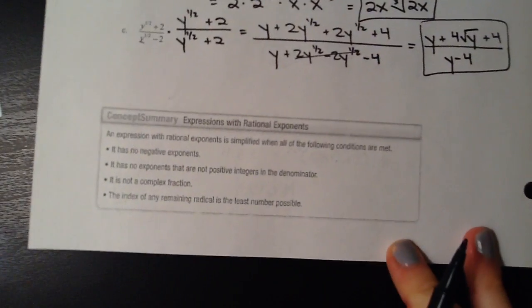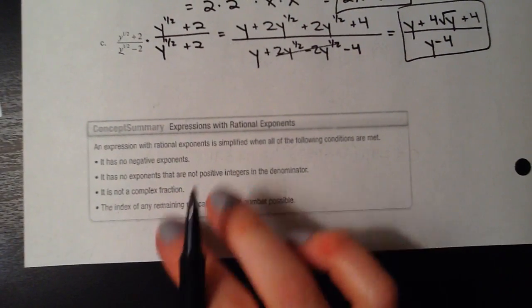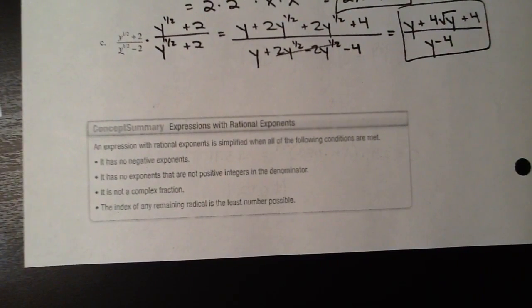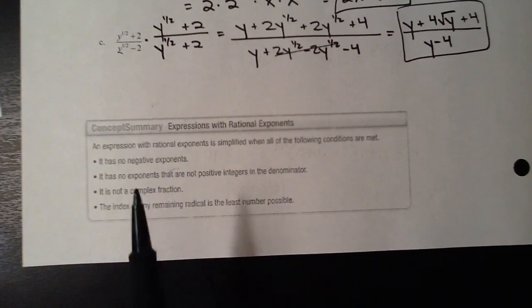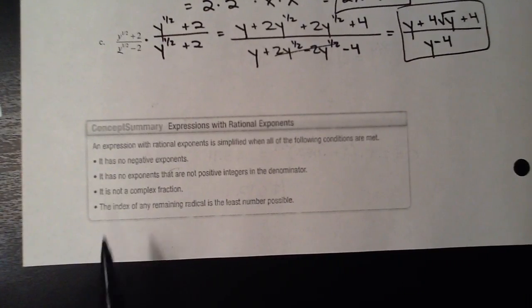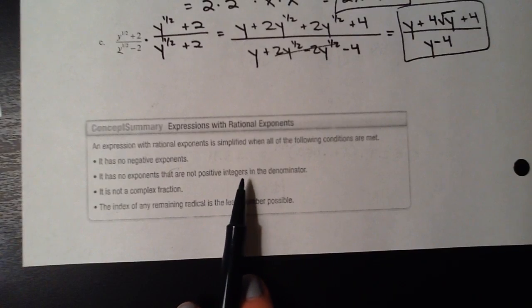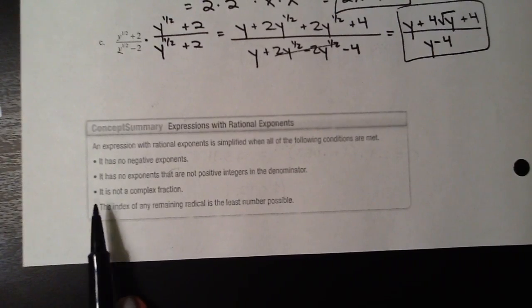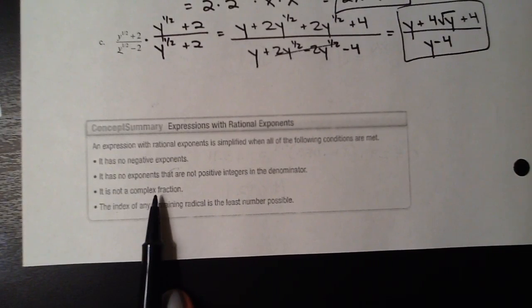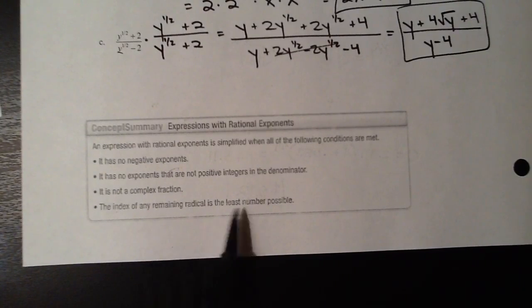Let's take a look at this. This is something that you can use to study, and we wrote some things down like that in the last section. So simplified form means no negative exponents. We've been talking about that. No exponents that aren't positive integers. We wrote that down too. Not a complex fraction. That means a fraction inside of a fraction. And then the index is the least number possible. We've talked about that as well.